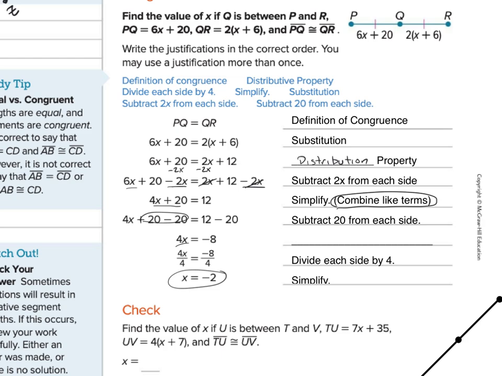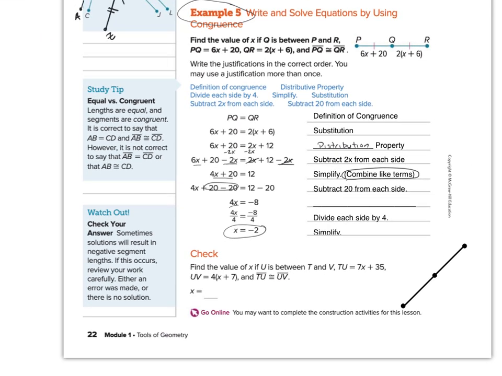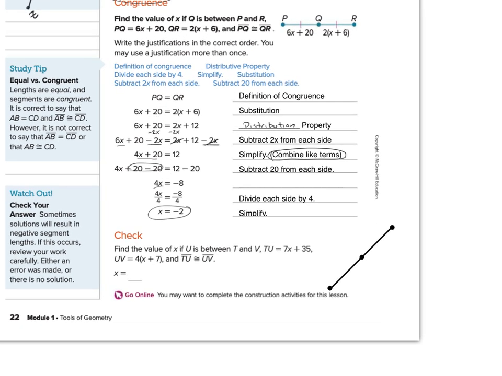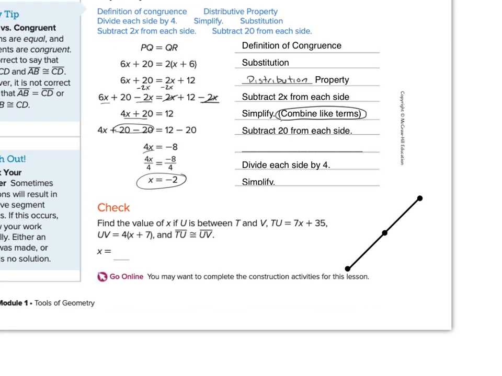So there is what we have. We have solved that using some of those guiding principles. So with that, the example we're going to do in class, or this check, is find the value of x if U is between T and V. And I went ahead and included this image here for you because I love an image. So U is between T and V, and then I just fill in the blanks.